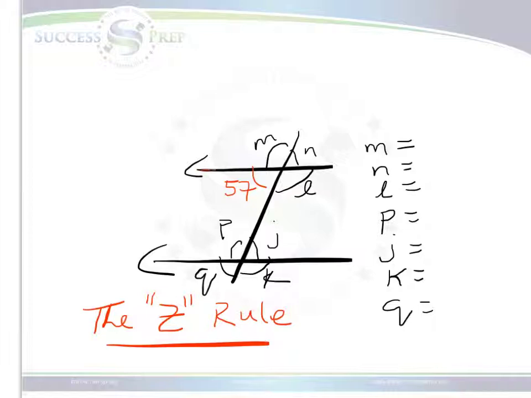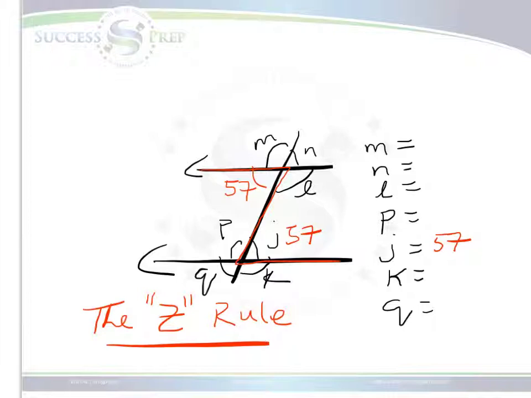The Z can be created by drawing that between the two parallel lines. So what we're trying to say is that the corners of the Z that's created by the red line are equal. So as a result, we know that 57 will be equal to the J. The J would equal 57. So we can go ahead and put that for J.